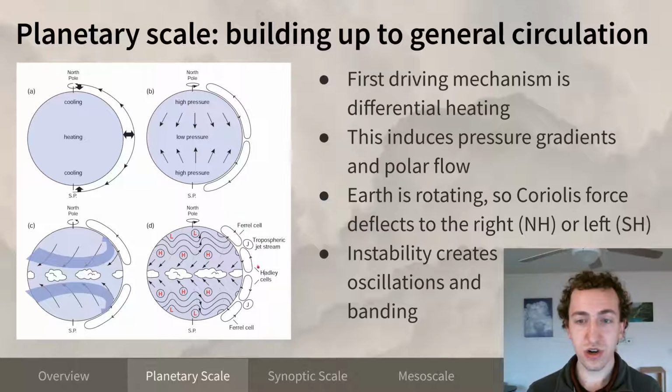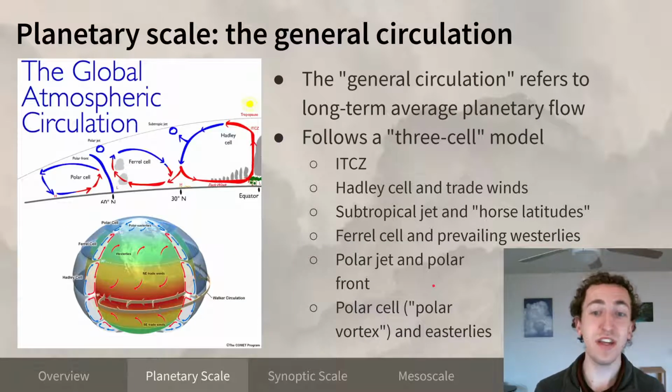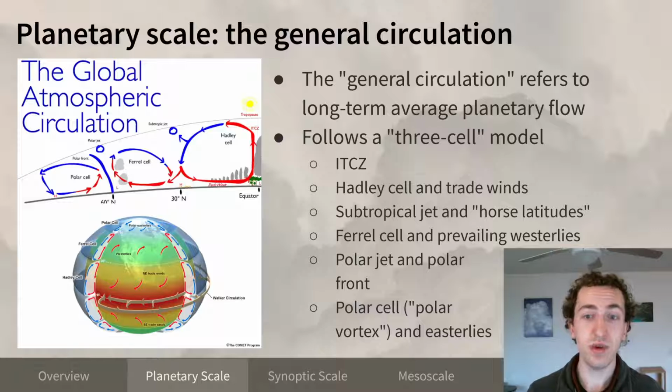Now this just shows the first little portion of it. If we want the full picture of what this general circulation is, we go to this slide, where again, general circulation refers to the long-term average planetary flow. So what we'd expect to see in general, allowing for variations, which we'll talk about later on. If we were to follow this general circulation model, it would be a 3-cell conceptual model, where we start at the ITCZ, the intertropical convergence zone, where the airflow comes together, which tends to create upward motion, which gives us storms.